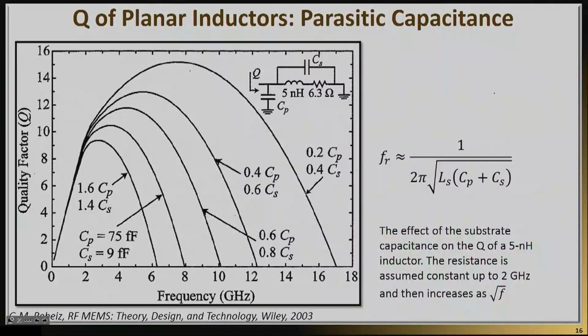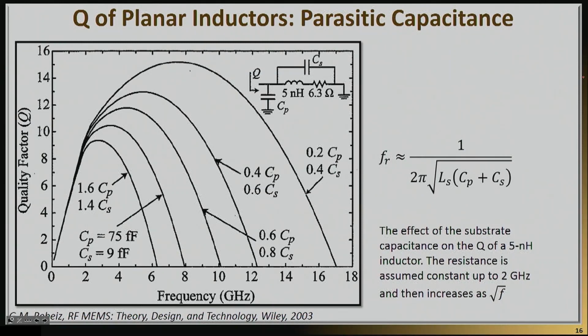What we're actually going to study today is essentially how parasitic capacitance affects the performance. In a previous lecture, we studied how the metallization loss affects the performance of the inductor. And here, we're going to see how the finite parasitic capacitance affects the performance. So this is the same inductor we have used before.